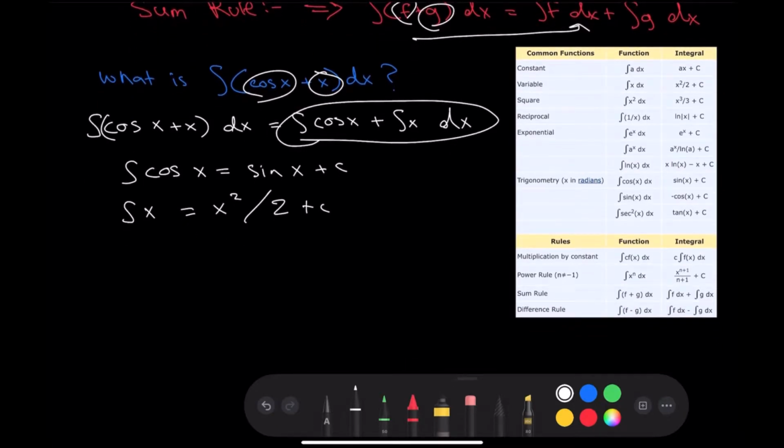And then we put them together, because here, as we can see, they're together. So we write equal sine of x plus x powered by 2 over 2. And then we didn't write the plus c beside the sine, because we write that at the end of the whole thing. So at the end, we're just going to write plus c, and this is going to be our answer.